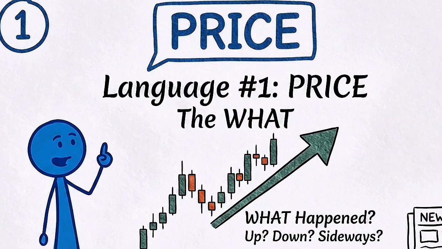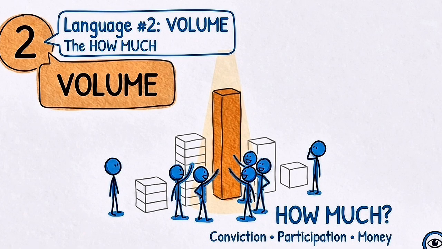Every chart speaks two languages at the same time. Language number one, price. Price tells you what happened. Did the market go up, down, sideways? That's the headline. The news title. Language number two, volume. Volume tells you how much conviction was behind that move. How many traders participated? How much money actually moved there? That's the evidence, the proof.